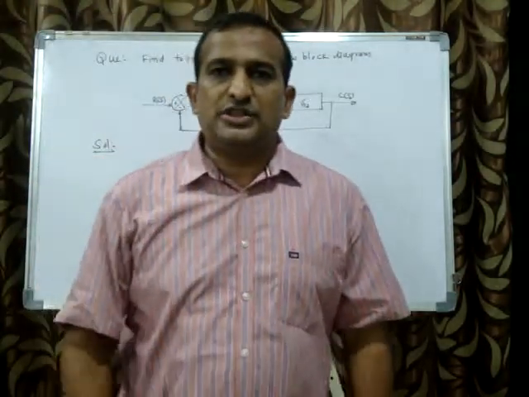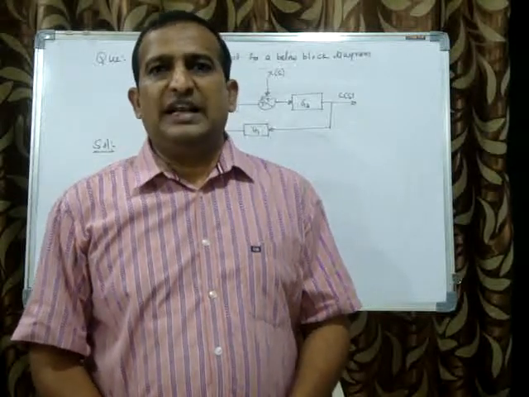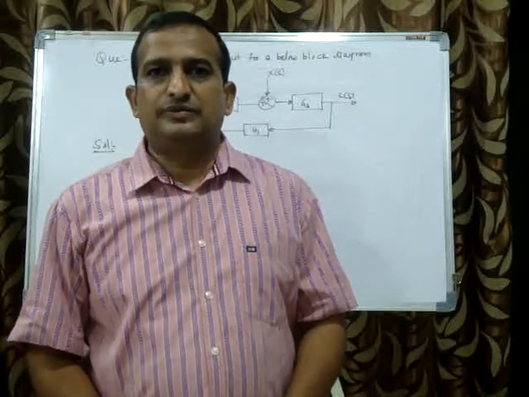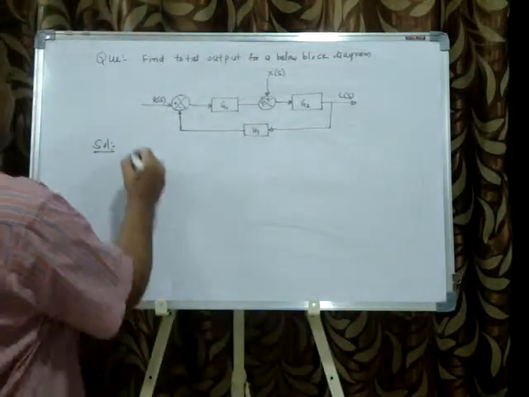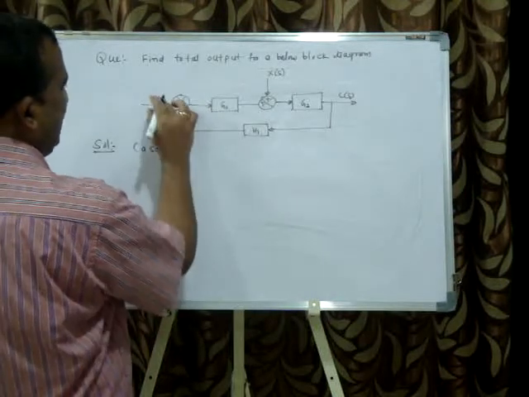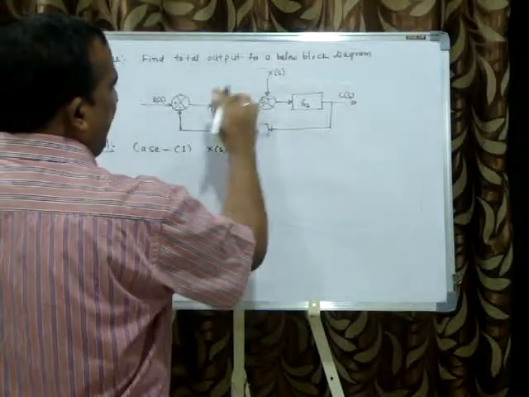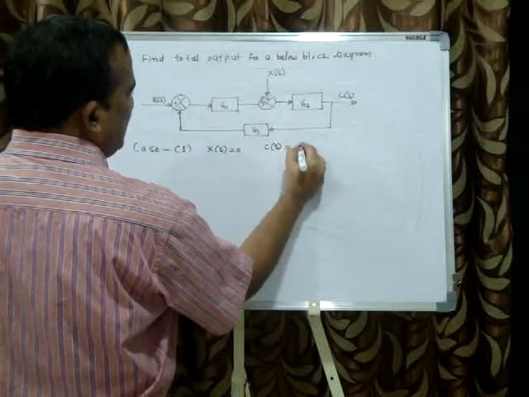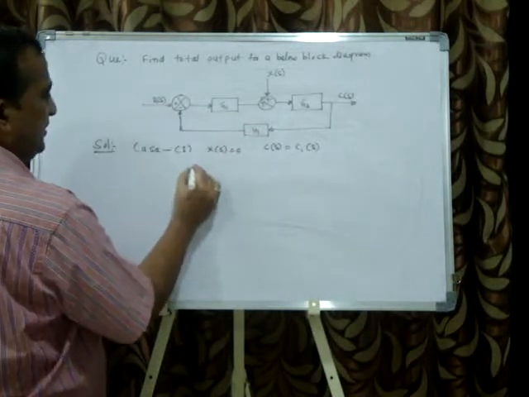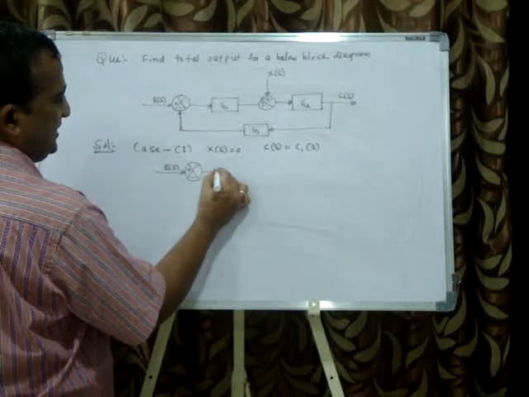Solution. How to solve this problem? In this problem, there are two inputs. I'll solve by superposition theorem. I'll consider one input at a time, so the other input I'll make 0. So here I'll solve by case 1. What is case 1? In case 1, I'll consider the input is R of s, means X of s, the second input, I'll assume 0, and at that moment the output C of s becomes C1 of s. Okay, now I'll redraw the figure. I'll start from the R of s, that is plus minus G1.